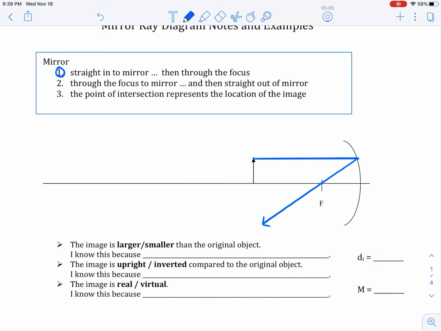All right. Now, I have two parts to step number one. One beam of light goes into the mirror, and then bounces off.